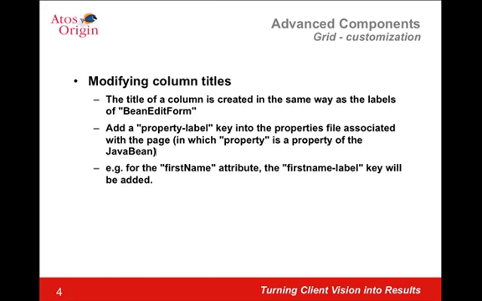You can also modify the title of your columns. As with the labels of the bean form, the labels will be generated by Tapestry with the name of the attributes. But you can also customize them by adding a property label entry in your properties file, with the name of the attribute. For example, we have an attribute firstName. We can add a firstName-label entry in your properties file.